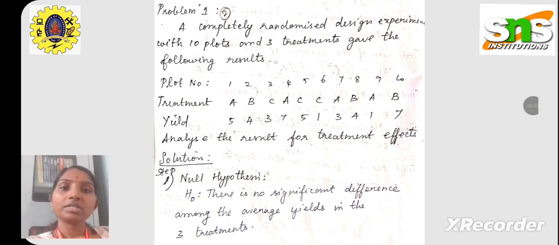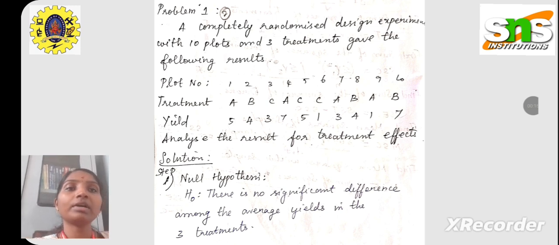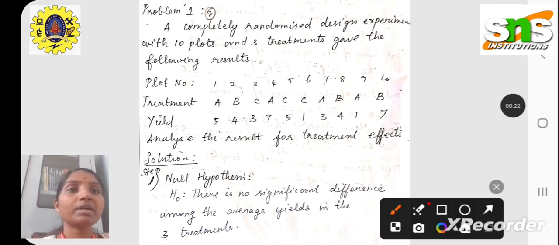This is a lecture video series on the course Probability and Statistics, and now we are on to the topic Design of Experiments, One-Way ANOVA Classification. In the previous video, we have seen the procedures involved in one-way ANOVA classification, which is a completely randomized design. And in this video, we are going to see the problem regarding the completely randomized design.